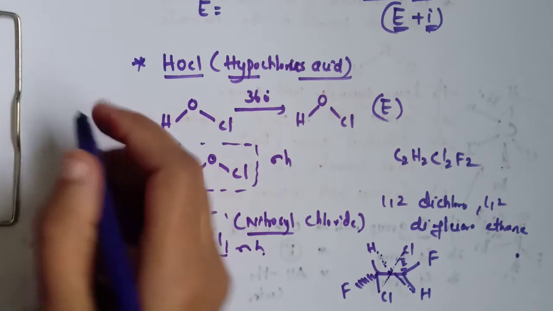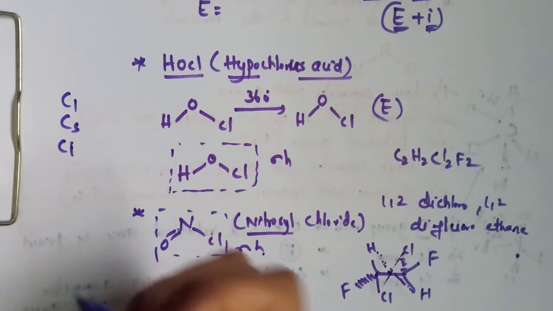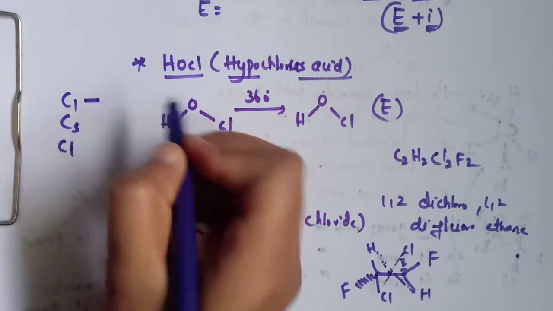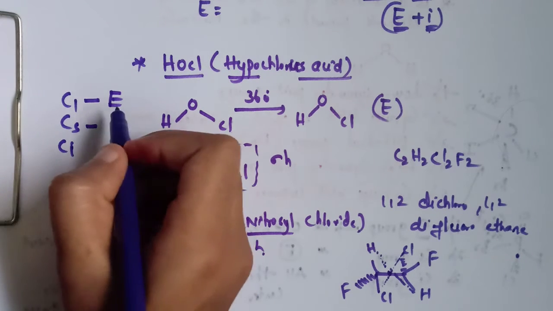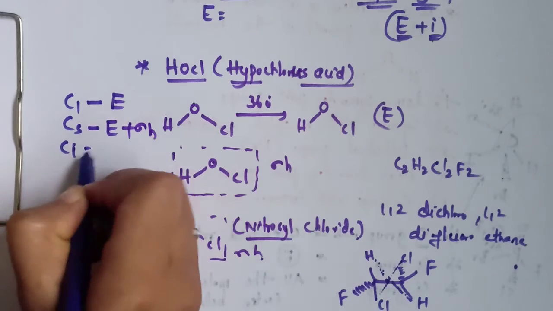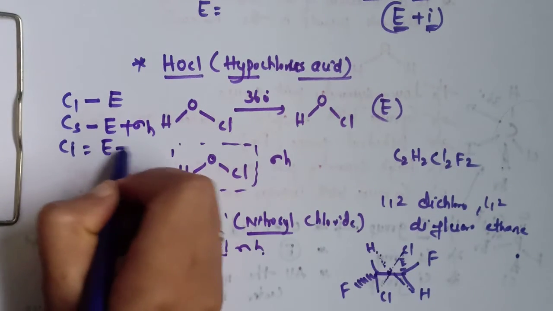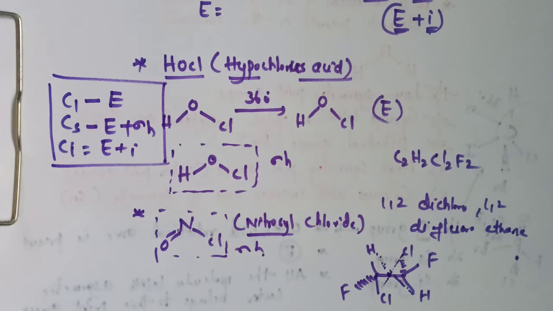Now we have learned that C1, Cs, Ci, these are low symmetry point groups. This C1 consists of only identity, whereas Cs consists of identity plus sigma H. This Ci consists of E plus i. This is about the low symmetry point groups.